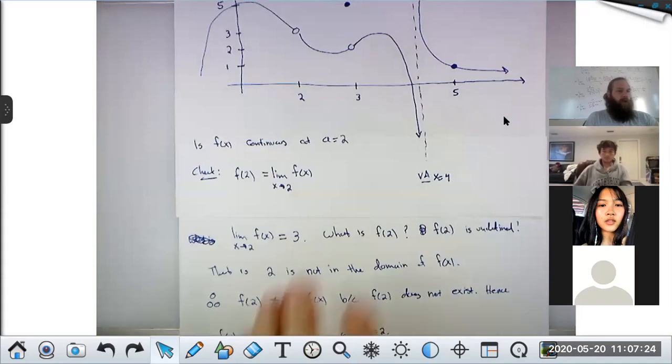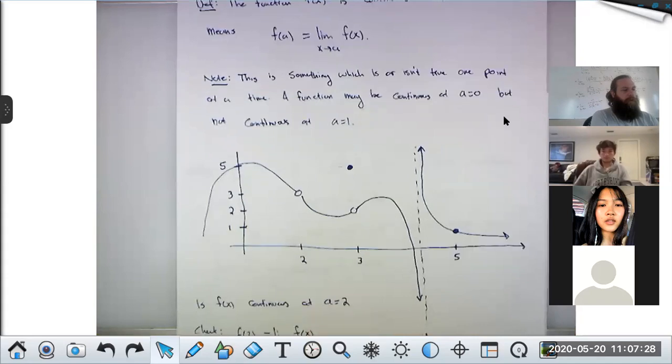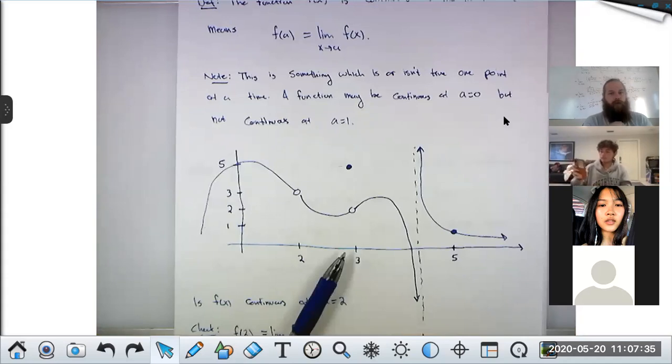Okay, since we are a little short on time, I'd like to run through this idea for these other points, but I'm not going to write everything down. Is f of x continuous at a equals 3? What is the limit as x approaches 3 of f of x?